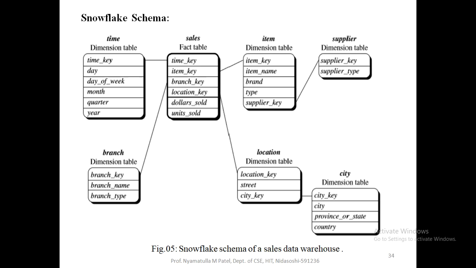So one dimension table is further normalized. For example, the item dimension table is further normalized to the supplier table, and the location table is again further normalized to the city table.